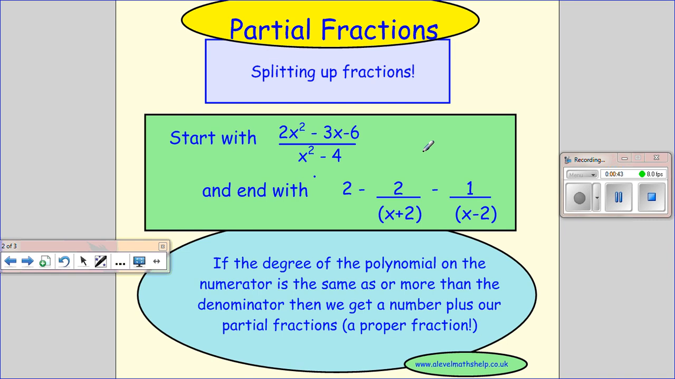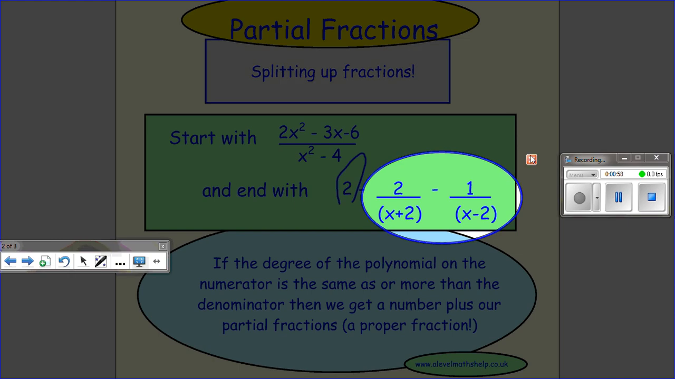Now, when we had improper fractions before, and we wanted to turn them into proper fractions, if we had 9/4, we know that we can divide by 4 and would get 2, and we'd be left with a quarter. So you'd get a number plus a fraction. And it's the same here. We're going to get a number plus our partial fractions. That's what we're aiming for.